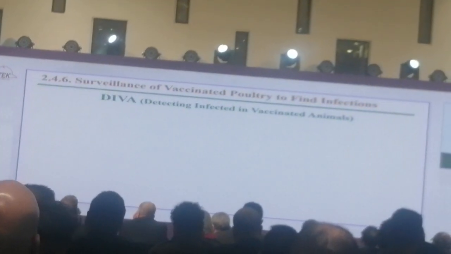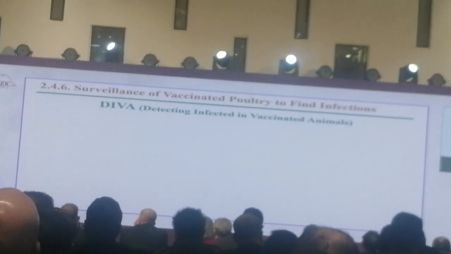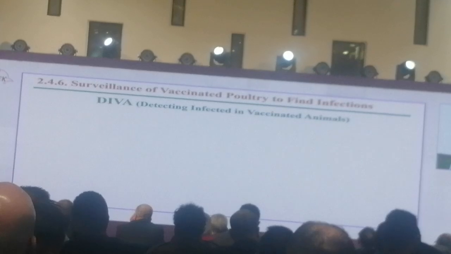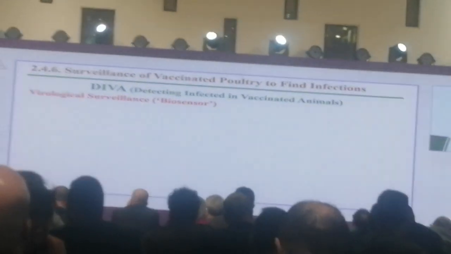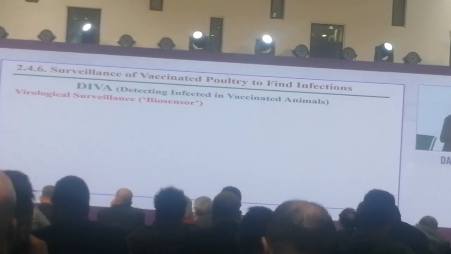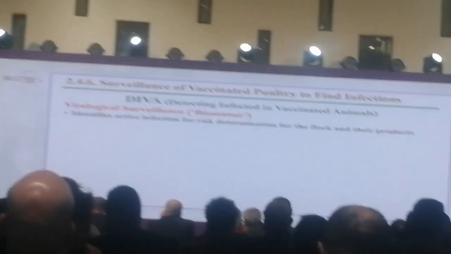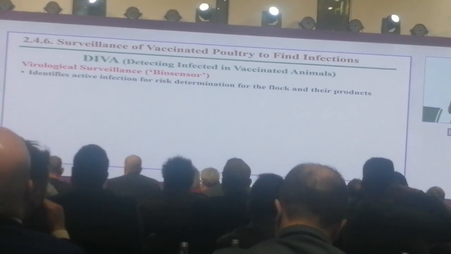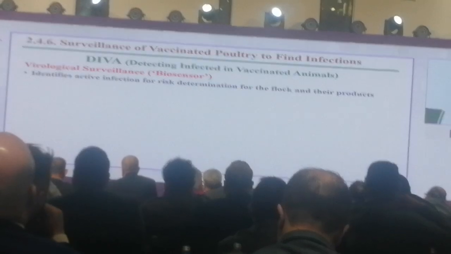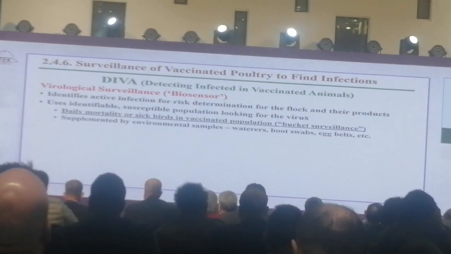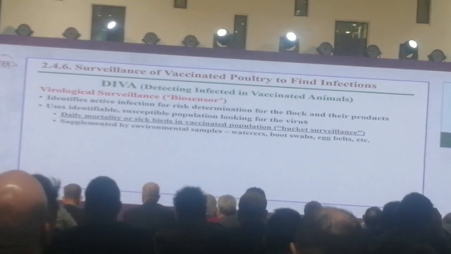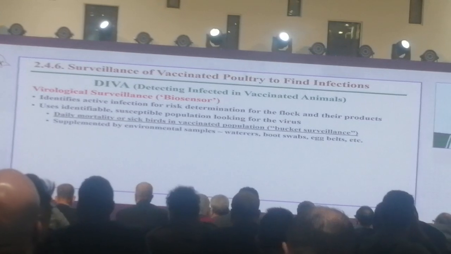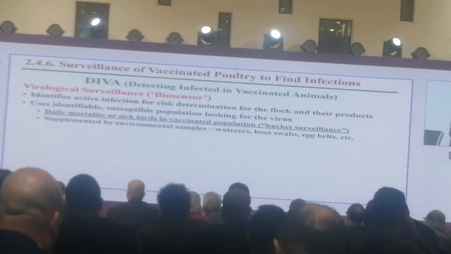And the final part is the surveillance of vaccinated populations to kind of look for the field virus that helps you in your assessment of how effective is the program and does it need to be changed. So it identifies those active infections to determine if there's any infections in vaccinated flocks or their products. And you usually use a susceptible population. That's the ones that were missed during vaccination or didn't mount an immune response.